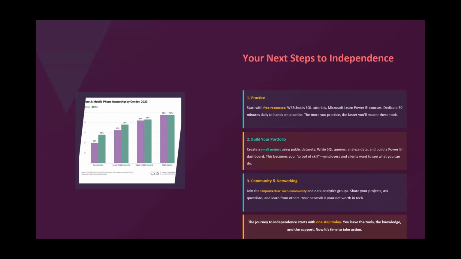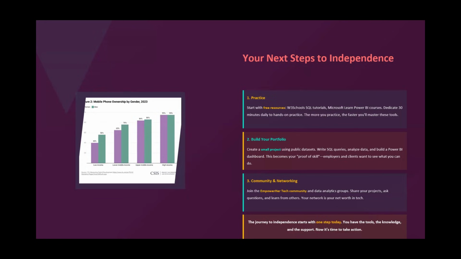And finally, lean into community. You are not alone in this journey. Join the EmpowerHer Youth community and other data groups. There are a lot of groups out there. Go to LinkedIn, you will see a lot of them. Join them, people talk. People share their projects. People share their things. Share your project. Ask those tough questions. Don't be scared of feedback.